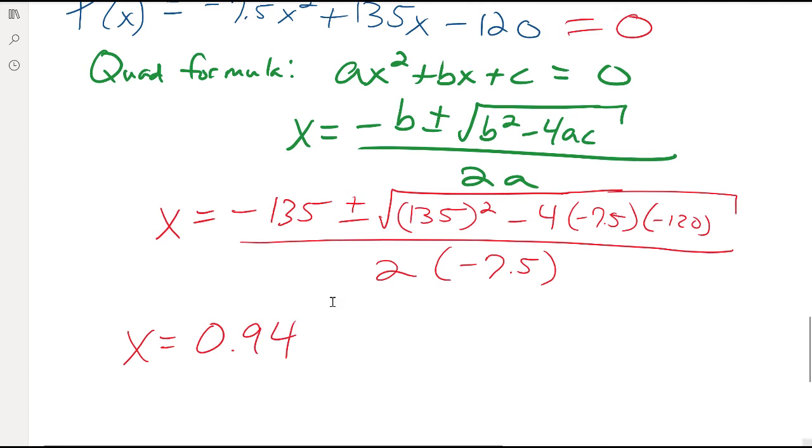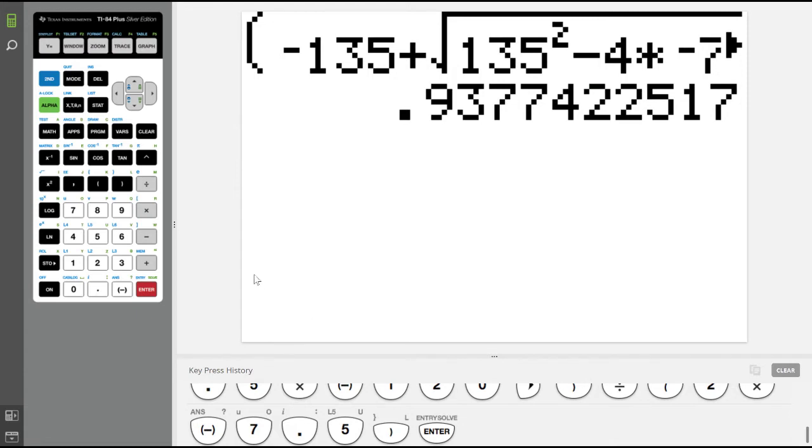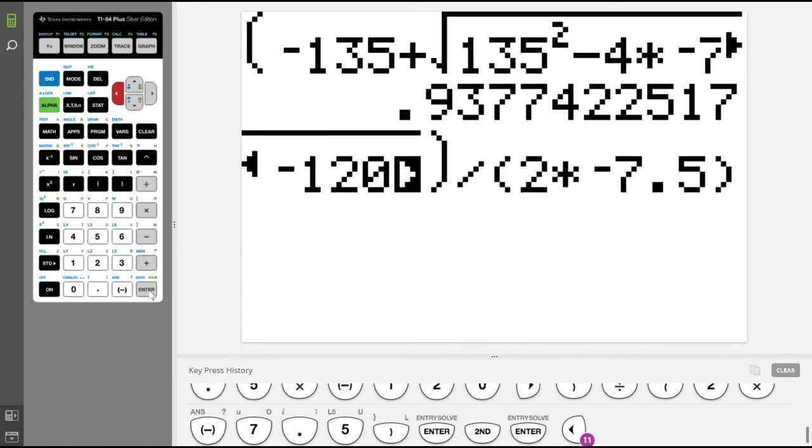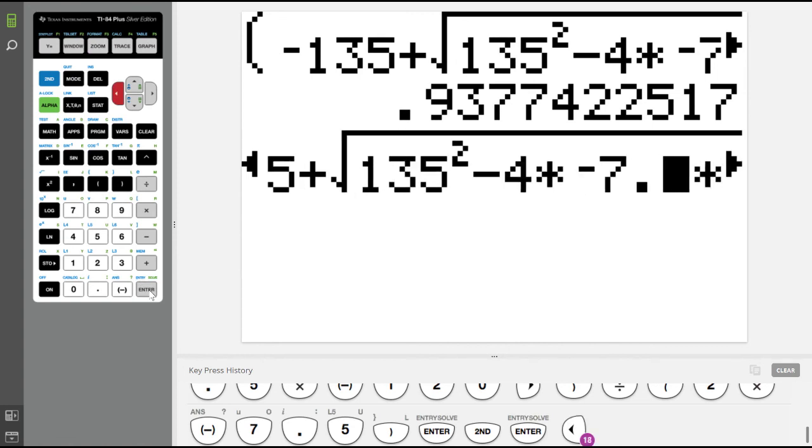Let's see if we get a second solution. The next solution is going to be, instead of using the plus, now I want to use the minus. Here's a quick little trick on your calculator, at least on the TI-84s. If you don't want to retype that whole thing again, because all I want to do is change this plus to a minus, I hit second, enter, which cycles through all of my previous calculations. Then I move my cursor over to that plus right here, and I want to change it to a subtraction sign.